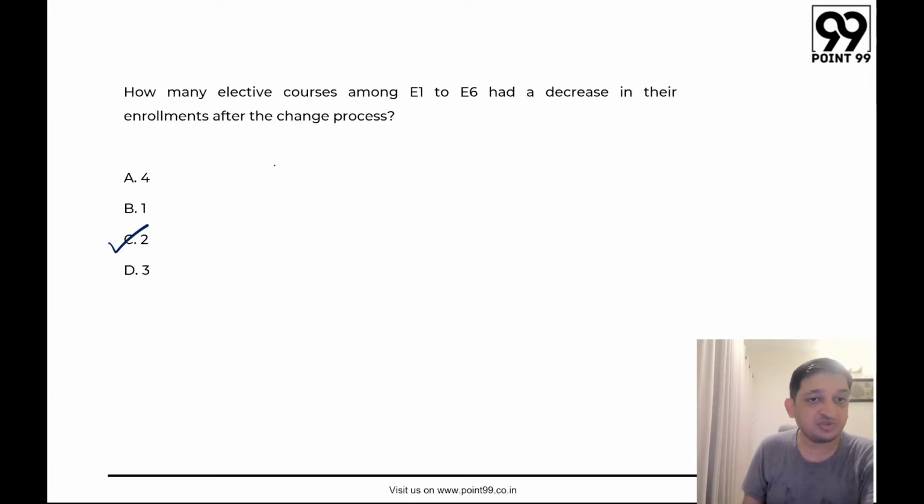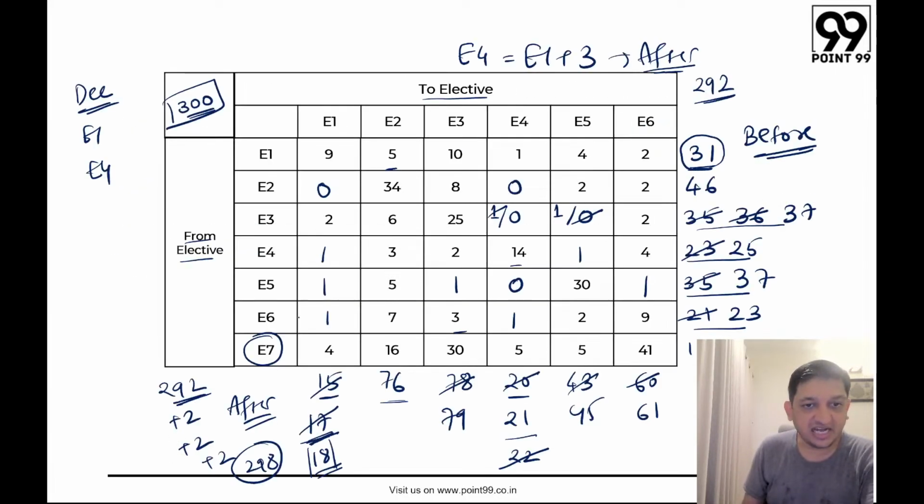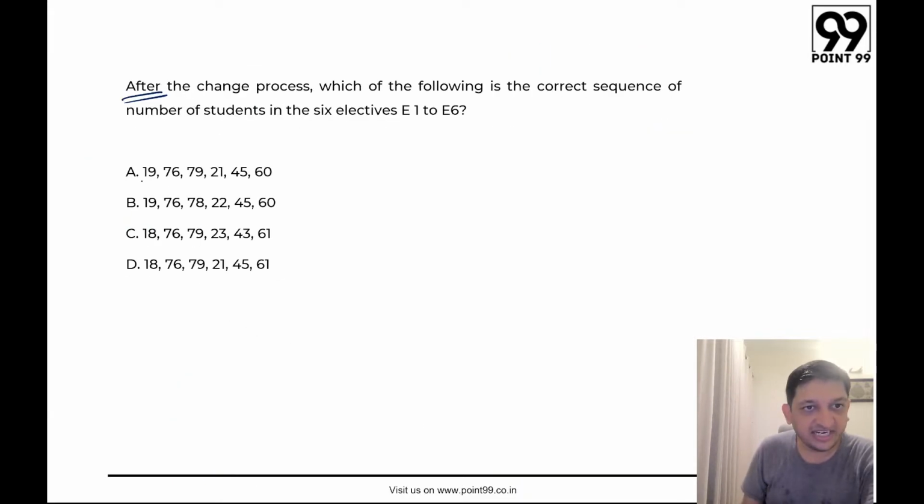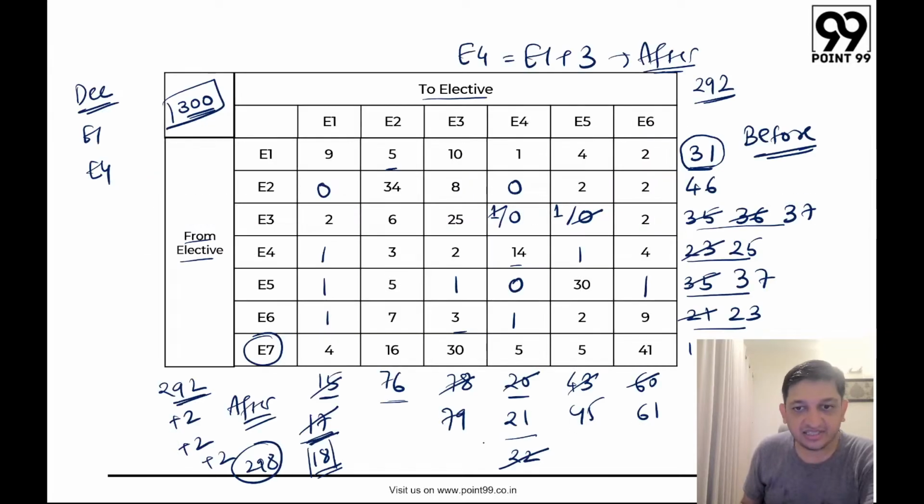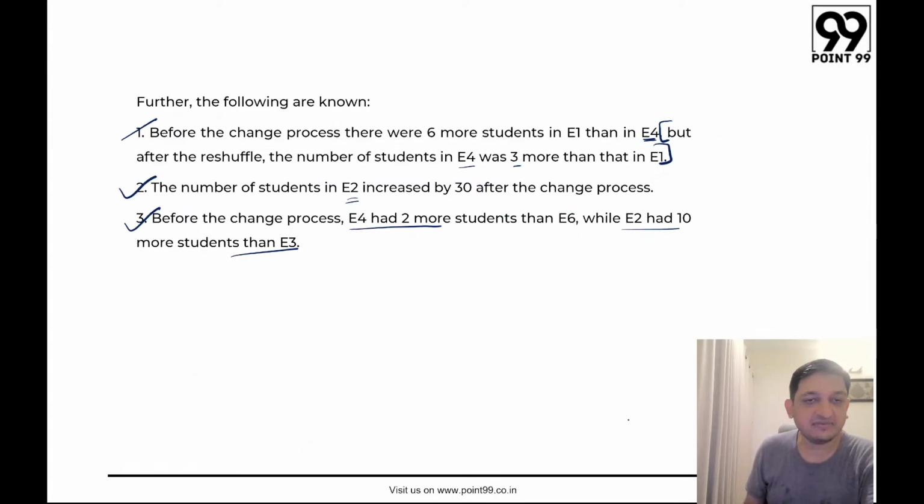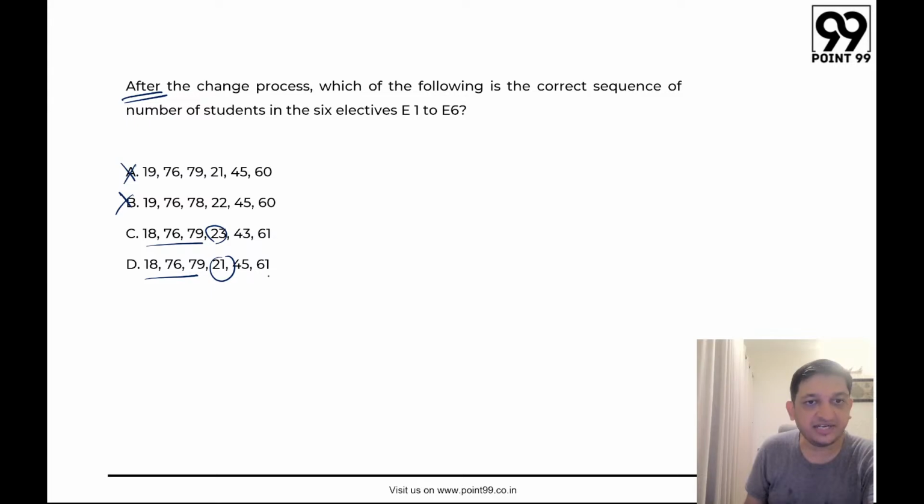तो after the process पूछा गया है यहाँ पे. Now in this case after will be 18, 76, 79. So 18 not right, 18 not right, 18, 76, 79 we are right till here, and the next one is either 23 or 21. So let's see. The next one is 21, 45, 61. So 21 वाला answer is the right answer. 21, 45, 61. Perfect. So option D is the correct answer in this context.